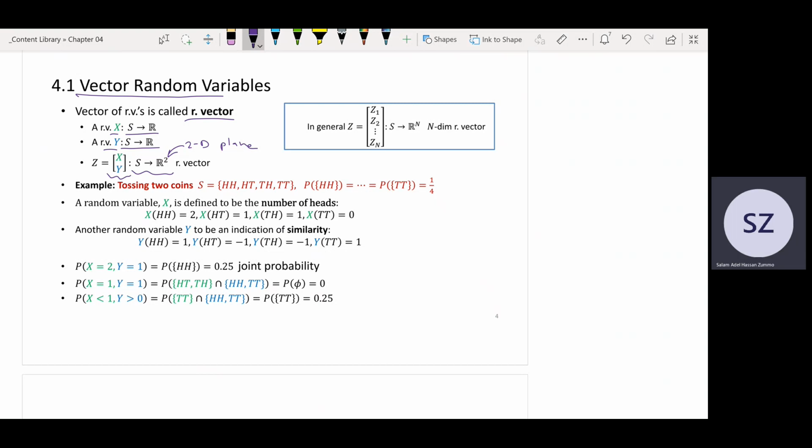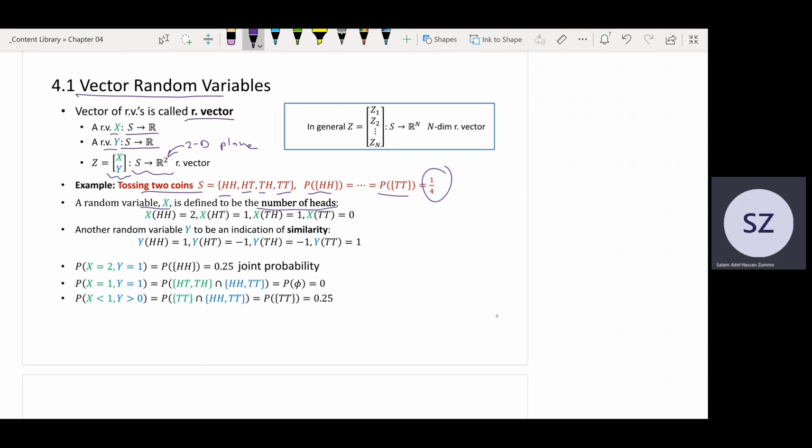So let's have another example: tossing two coins. How many outcomes will there be? What are the possible outcomes? Head-head, head-tail, tail-head, and tail-tail, right? And the probability of each of these is 1/4. They are equally likely, because there's no reason to believe that it will give you tails more than heads. Now I can define a random variable x as the number of heads.